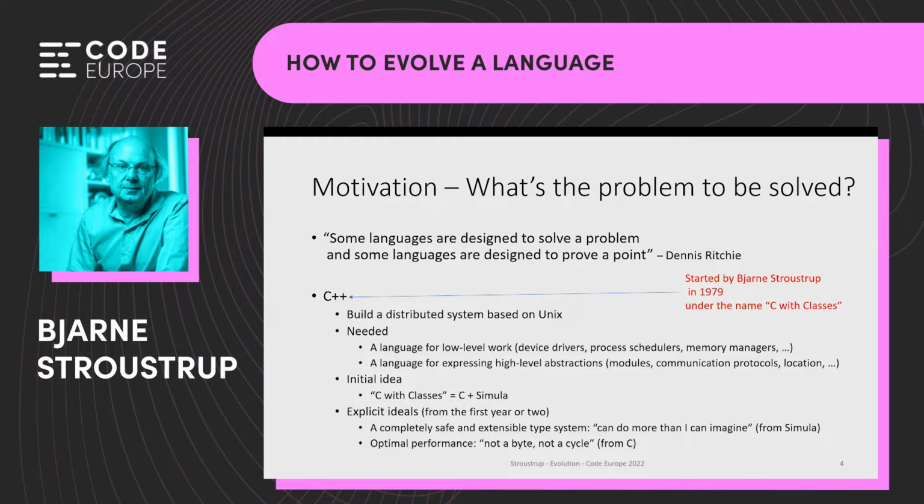However, I also wanted to have the idea, I liked the type system from Simula, safe and extensible, and I like optimal performance from C. My slogan at the time was not a byte, not a cycle lost. This was important.